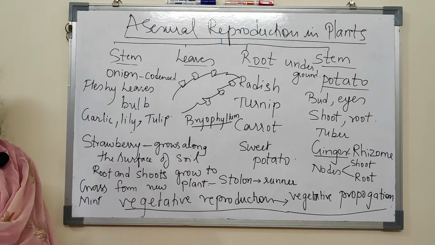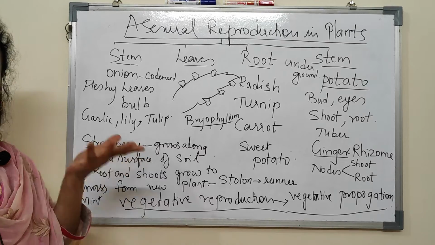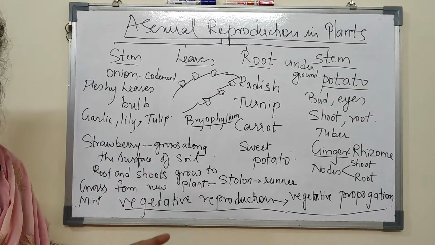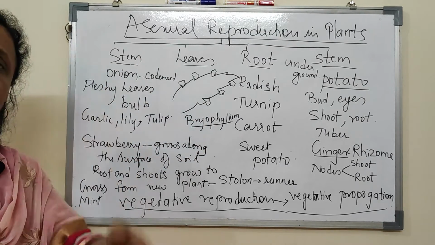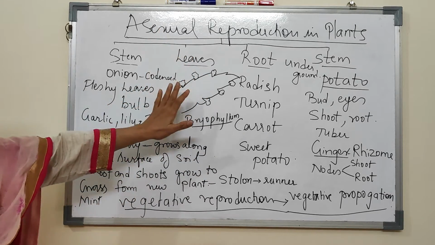Now another part, another organ, that is leaves. Leaves you connect to carry out photosynthesis. How can they carry out reproduction? But there is a classic example which can reproduce by leaf also. That is bryophyllum.